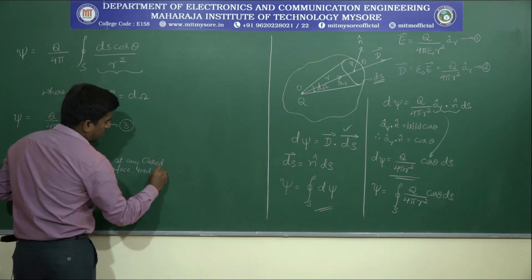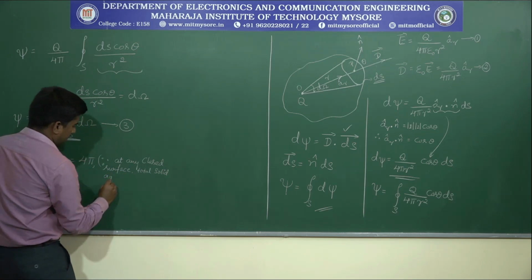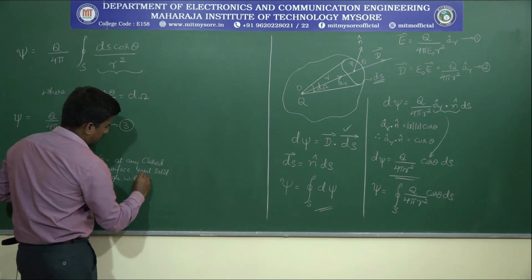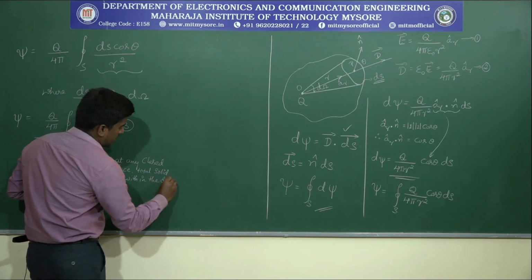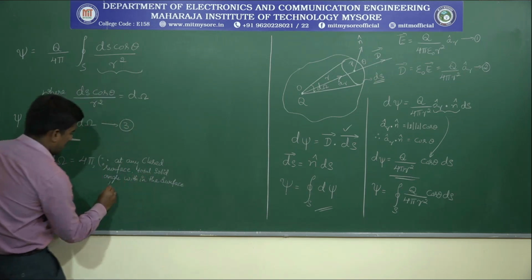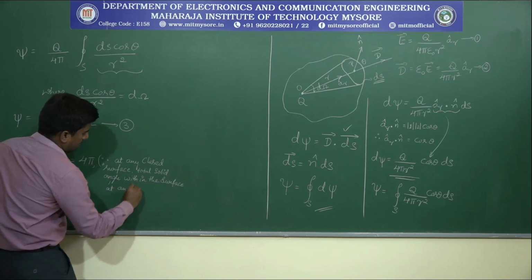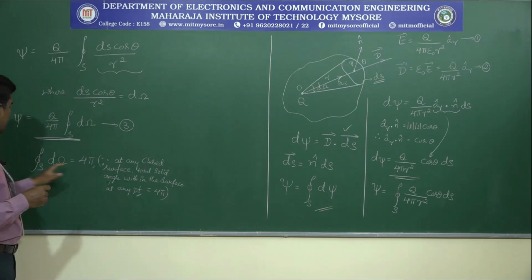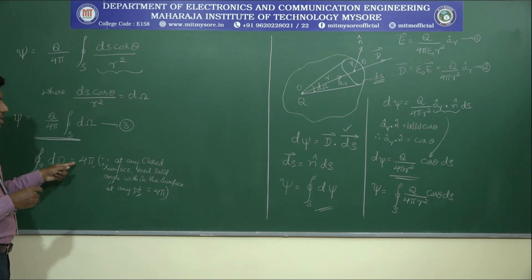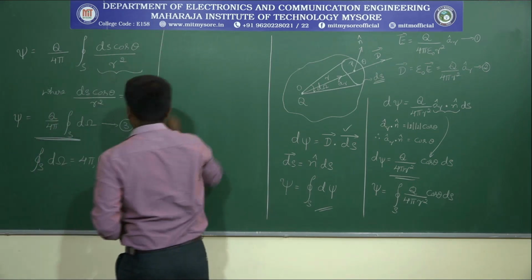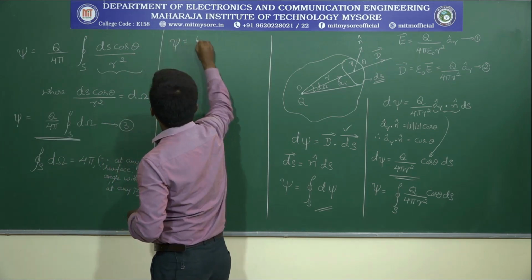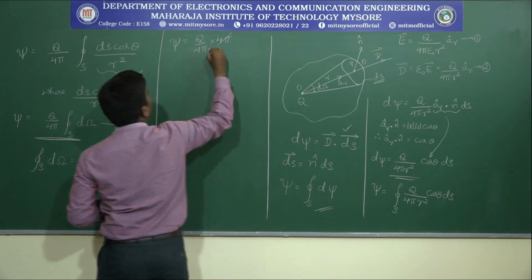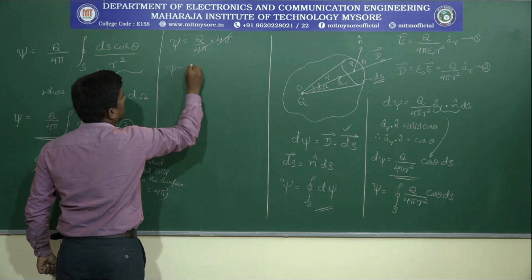the total solid angle within the surface at any point is equal to 4 pi only. According to this assumption, surface integral of d omega is equal to 4 pi. Substituting that, then psi is equal to q divided by 4 pi into 4 pi. 4 pi gets cancelled, psi is equal to q.